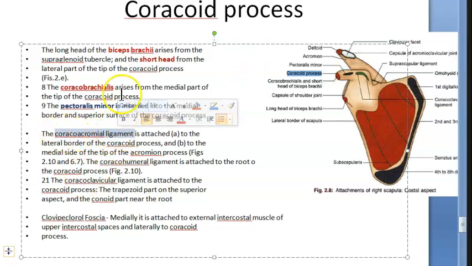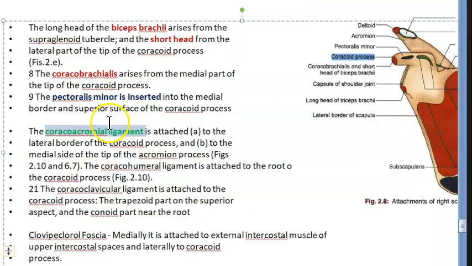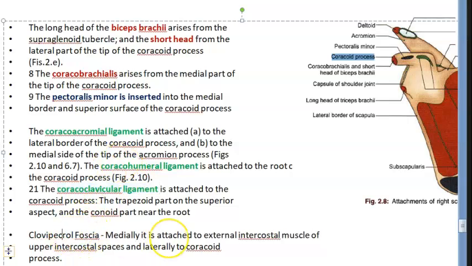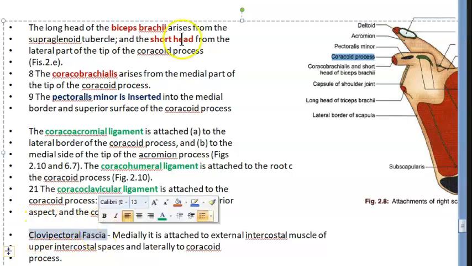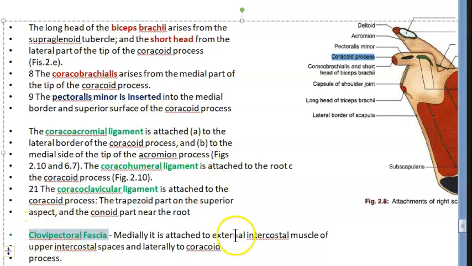Now let us move on to the next part. Muscles over. Now ligaments. What all ligaments are there? Coracoacromial ligament. For ligaments they are using green, so we'll also use green. Coracoacromial ligament, then coracohumeral ligament. You know it, the name itself says coraco. Coracoclavicular ligament. Excellent. Then lastly one, clavipectoral fascia, which you also have to remember. So 3 ligaments are there and then 1 fascia.